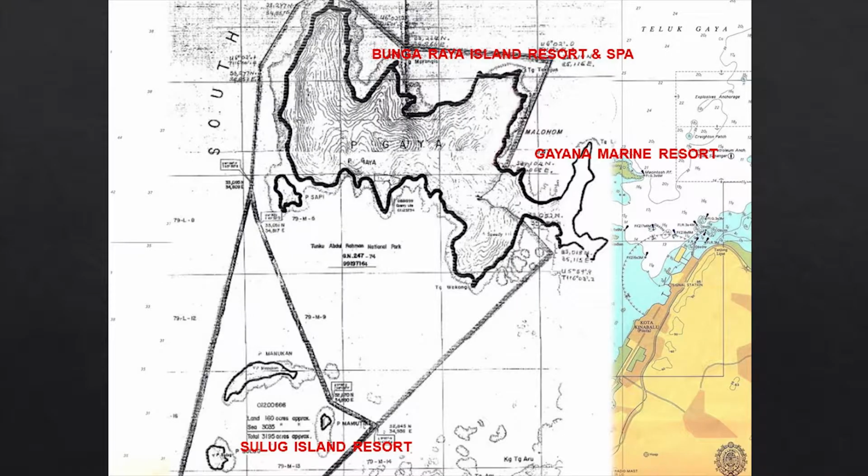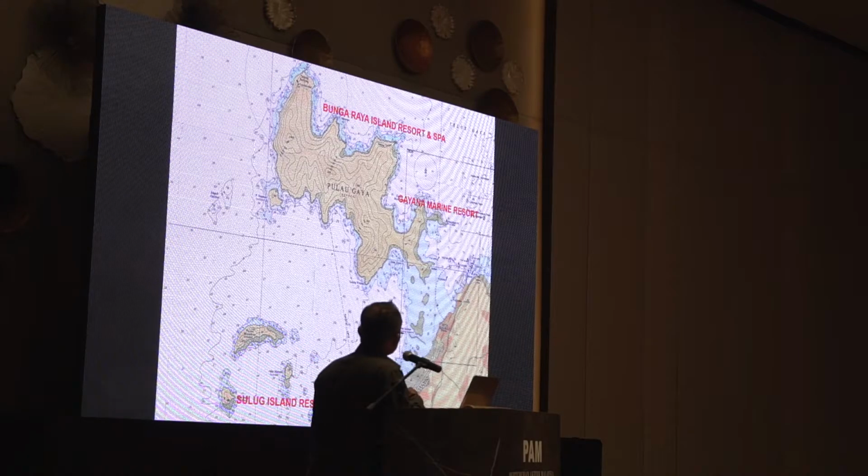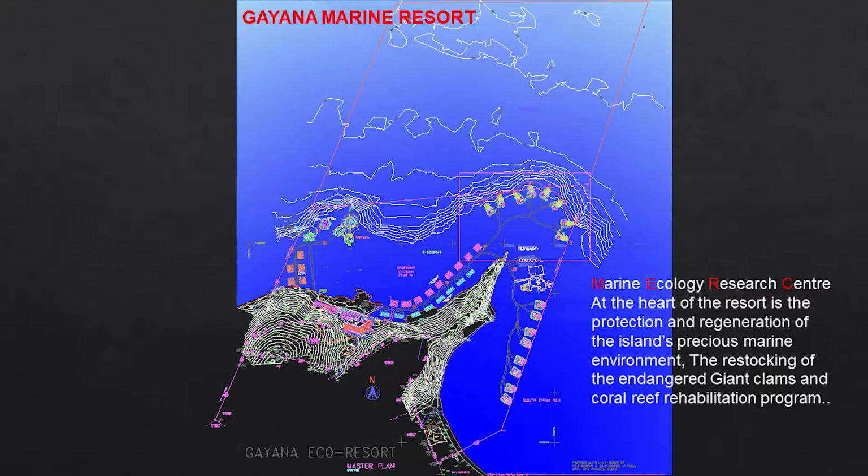Now Kota Kinabalu is at the bottom there. And when you overlay, I'm going to take you to Guyana Marine Resort, Bunga Raya Island Resort, and Suluk Island Resort. Now Guyana is actually private land. It's next door to the Tengku Abdul Rahman Park. Of course, without the map, it could be anywhere, any part of the island. Now, the heart of Guyana Marine Resort is actually the Marine Ecology Research Center.